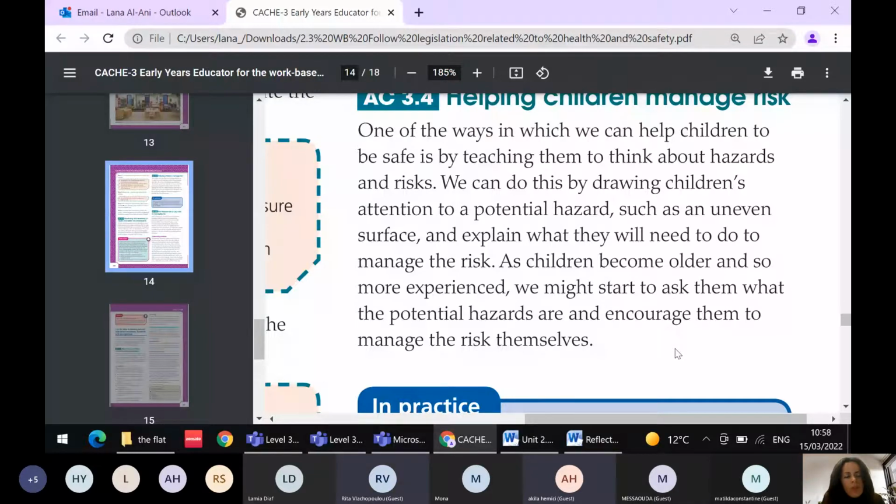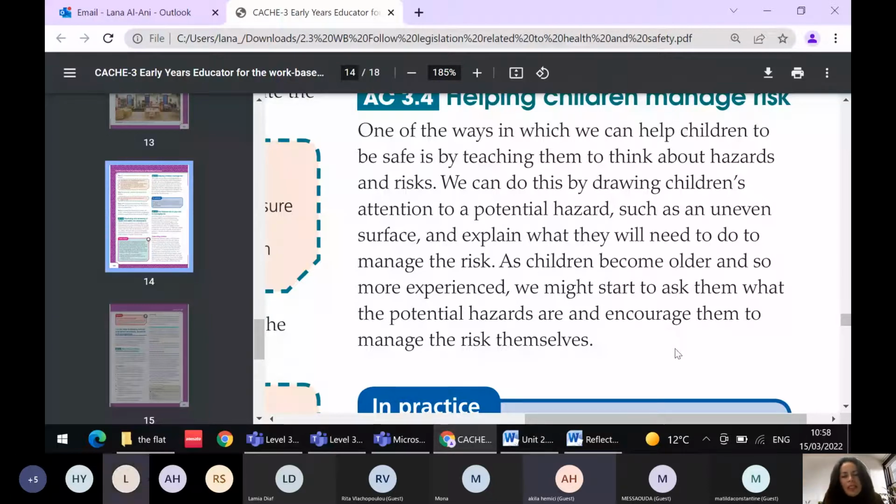Yes, so you need to tell them. It's very important, because the children wouldn't know how to manage risk. But you can say, can you please not do this? If you're sitting on the chair, don't jump from this chair to the floor because that's dangerous. You might fall.